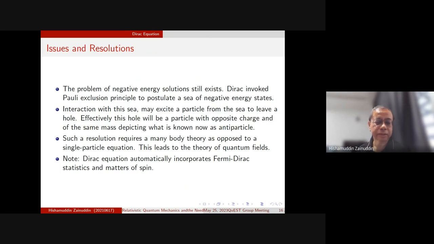It might not be as neat as you might want to think, but the Dirac equation also solves other things. For example, the Dirac equation automatically incorporates Fermi-Dirac statistics, and there are some spin quantities that seem to be unexplainable in the non-relativistic context, but you can actually explain them in terms of the Dirac equation.